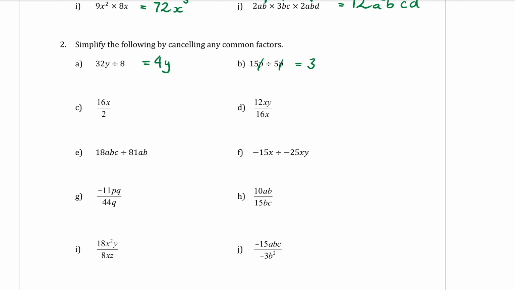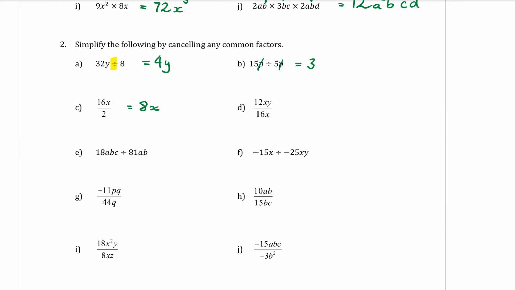Okay? Divide signs like this can also be written as fractions. They mean the same thing. So 16x over 2 means 16x divided by 2. So I just need to divide the numbers. 16 divided by 2 is 8. And there's only an x on the top, so it stays. It's only if there's one in both of them that they cancel, okay?